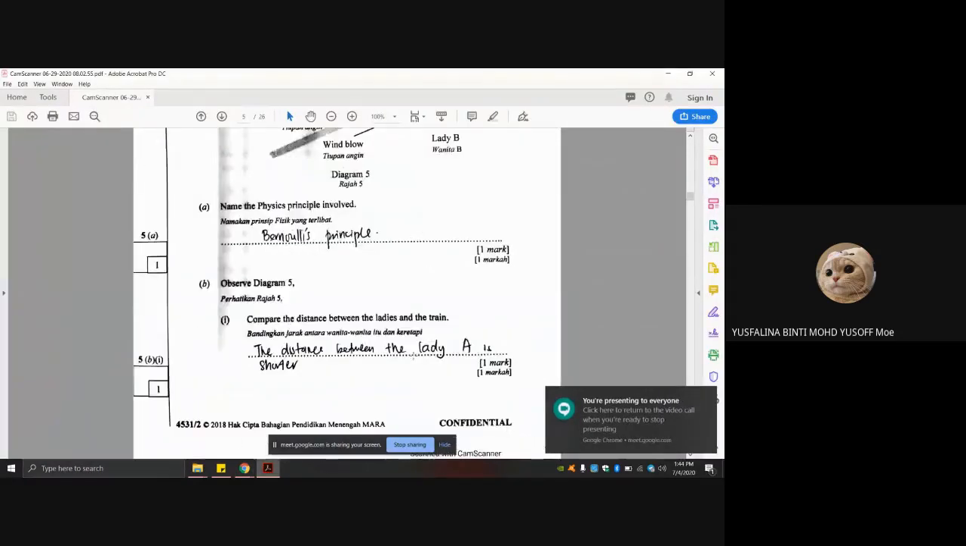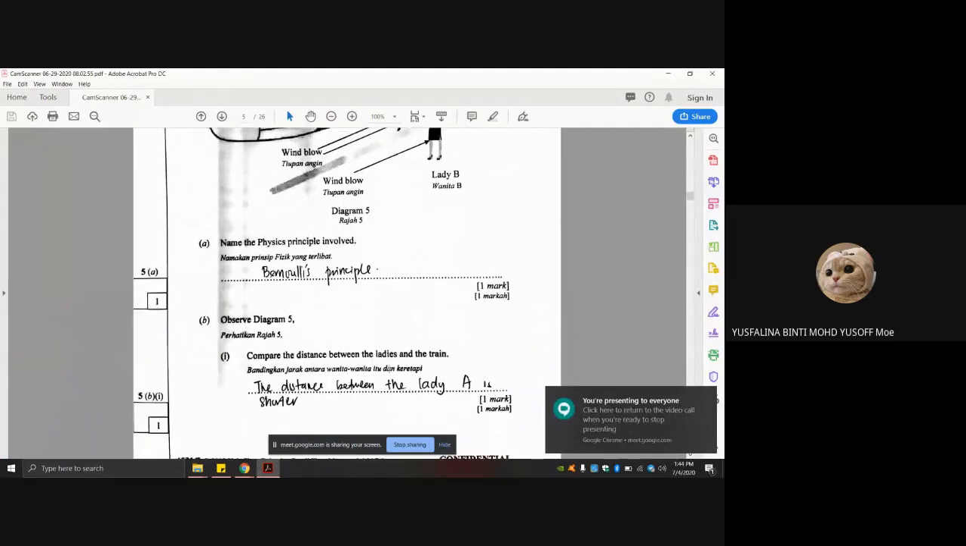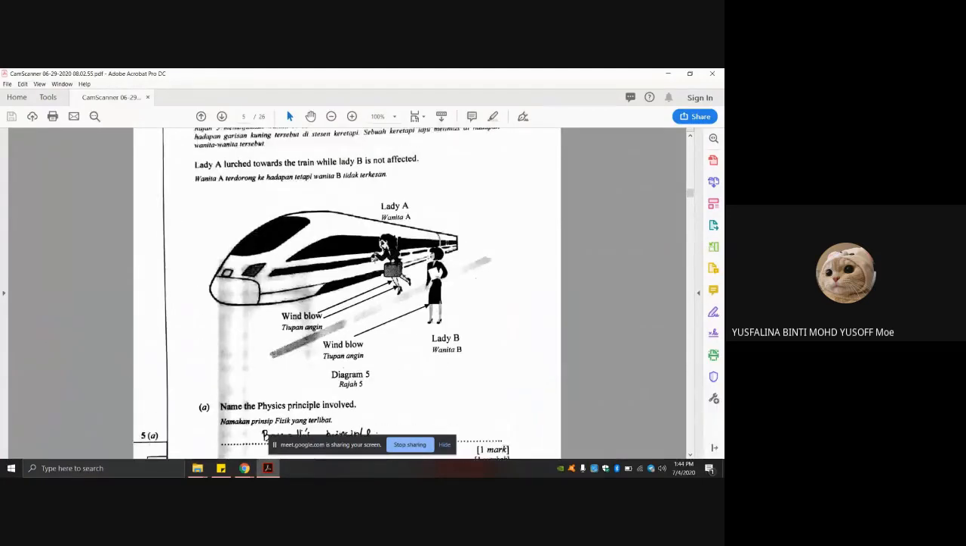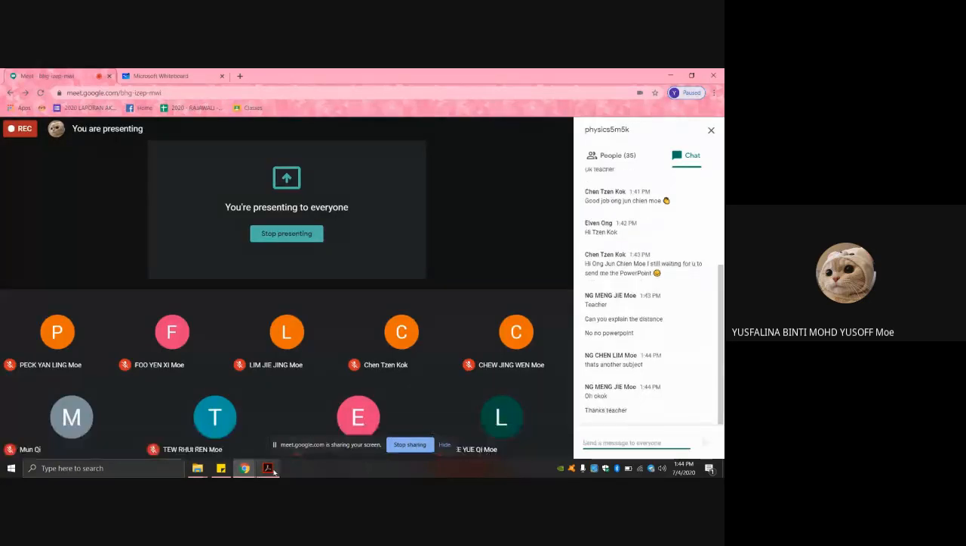Alright, the distance from the train, right? The ladies and the train. So this is the ladies, lady A, and this is the train. This is the lady A distance, and this is the lady B distance. So the lady A distance is shorter than the lady B. Okay, is it okay, Minji?